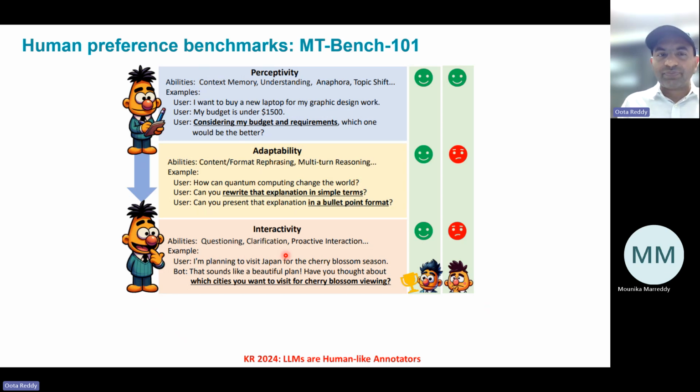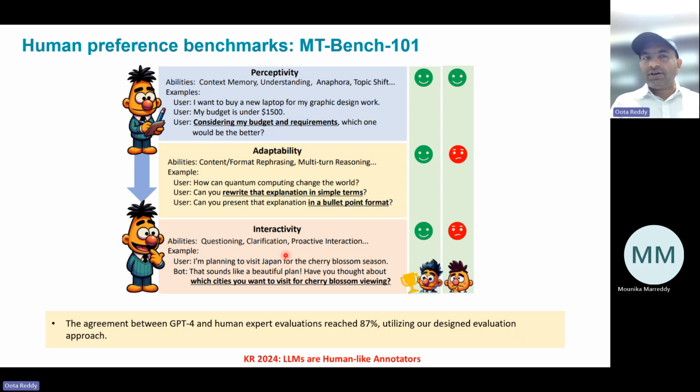Even if the LLM doesn't understand what you're asking, it needs to ask, could you please rephrase it, or could you provide more details or more context to better provide your answer. Overall, when they consider MT-Bench 101, they come up with more capabilities in the dataset or benchmarks. When they evaluate with the LLM, the agreement between GPT-4 and human expert evaluation even reached 87%. In MT-Bench, the evaluation is up to 80% match, whereas on MT-Bench 101 the agreement improved by 7%, to 87%, utilizing the designed evaluation approach.